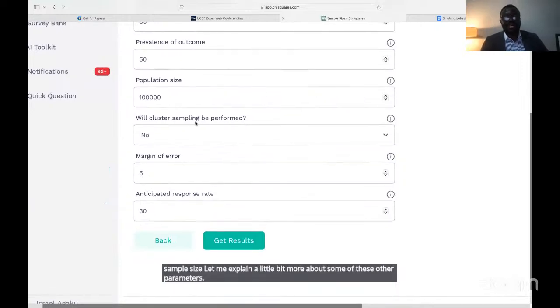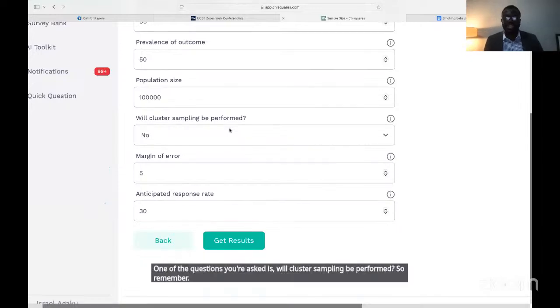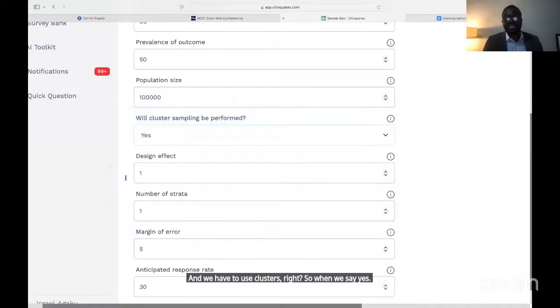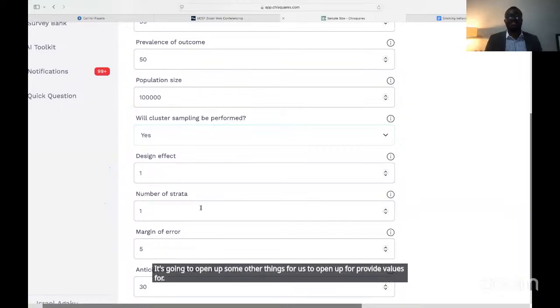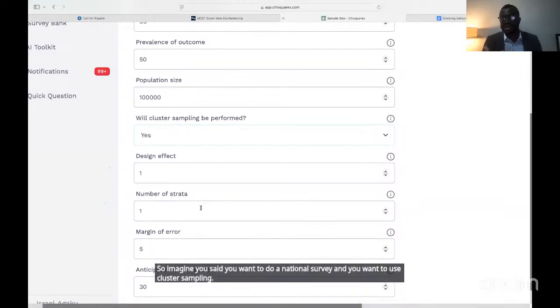One of the questions you were asked is, will cluster sampling be performed? So remember, cluster sampling is when we don't have a list of everybody who lives in the country, and we have to use clusters, right? So when we say yes, it's going to open up some other things for us to provide values for. So imagine you said you want to do a national survey and you want to use cluster sampling. Well, there are some things that we need to worry about.